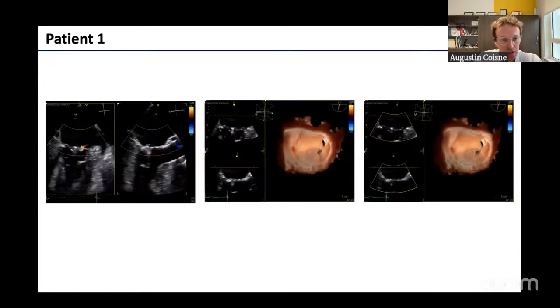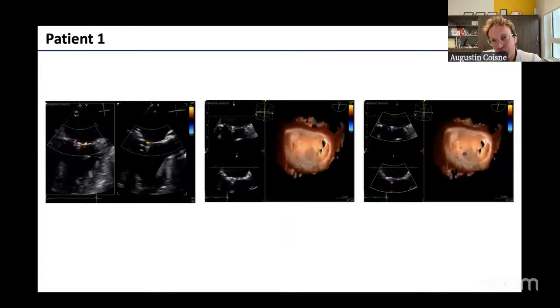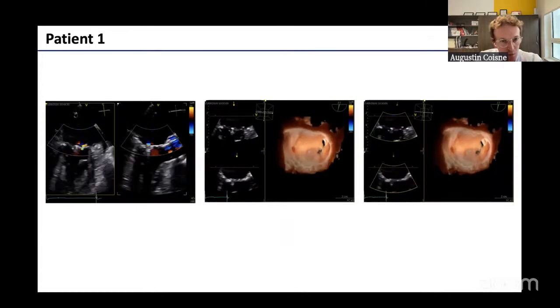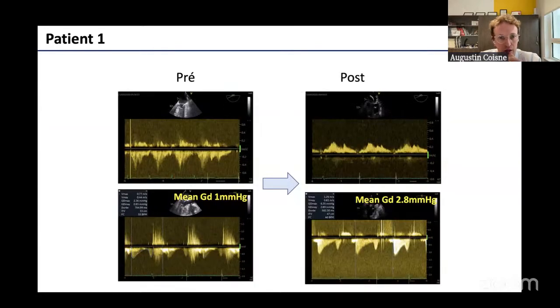And we did edge-to-edge repair in this patient, and we were able to achieve a very good result with trace residual MR, no stenosis, as you can see here, and an important change in the flow in the pulmonary vein.